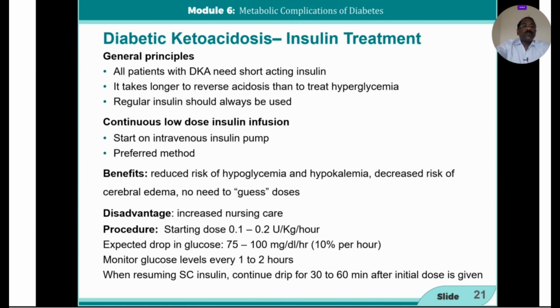Continuous low-dose insulin infusion, starting an IV insulin pump, is the preferred method. Benefits: reduces the risk of hypoglycemia and hypokalemia, decreases the risk of cerebral edema, no need to guess the dosages. Disadvantages: increase in nursing care. Procedure: starting dose 0.1 to 0.2 units. Expected drop in the glucose is 75 to 100 milligrams per hour, 10% per hour. Monitor the glucose levels every 1 to 2 hours. When resuming the subcutaneous insulin, continue the drip for about 30 to 60 minutes after the initial dose is given.